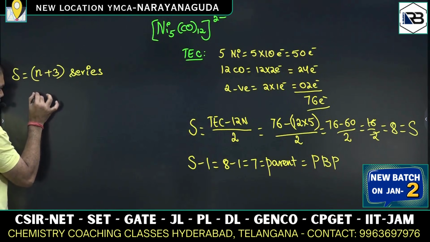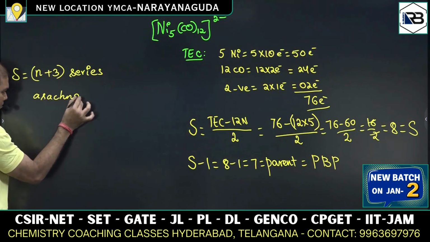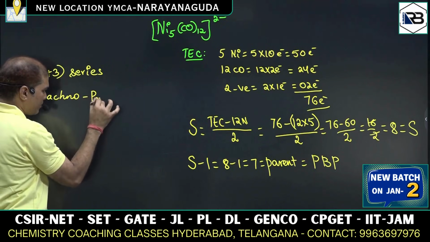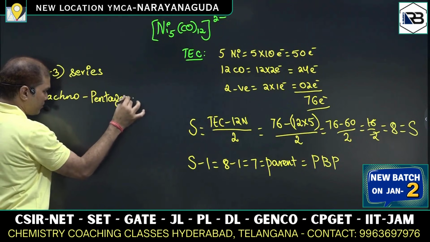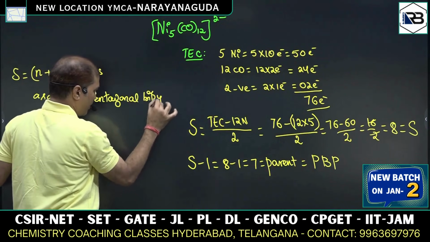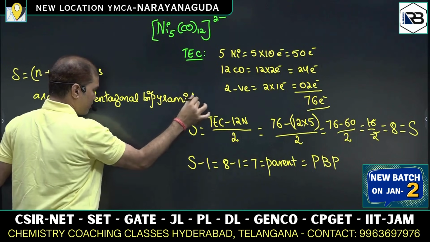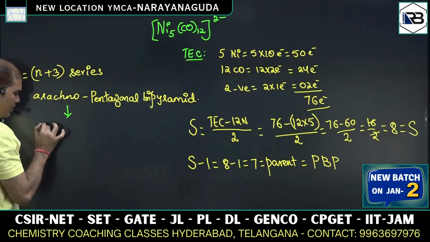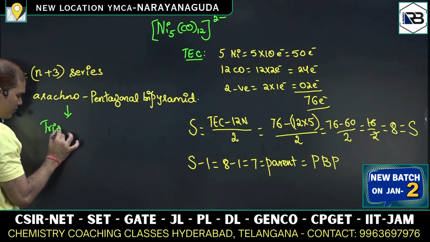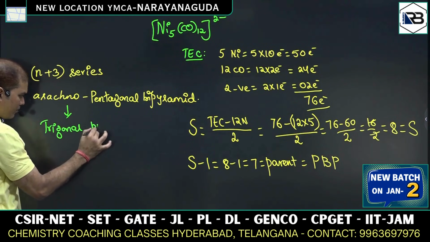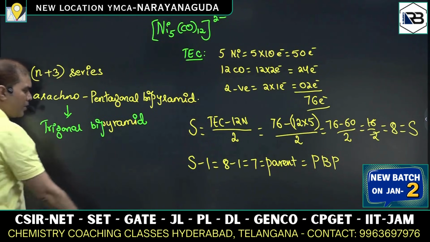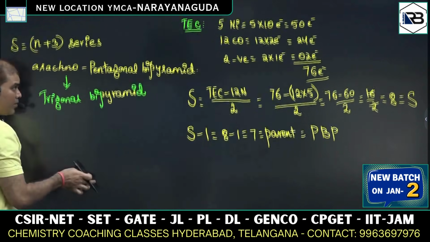According to PSEPT, N plus 3 is closo, nido and arachno. But the parent is pentagonal bipyramidal, therefore we give arachno pentagonal bipyramidal, and the original structure was found to be trigonal bipyramidal. So what is this structure?